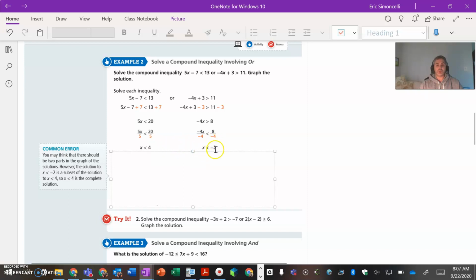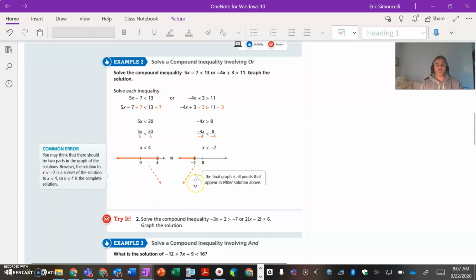or, you don't see the word there, but we're going to see it here in a moment as I scroll down, or x is less than -2. Graphically speaking, you can kind of see again how the or statement is utilized. So an open circle at 4, graph to the left, or an open circle at -2, graph to the left.